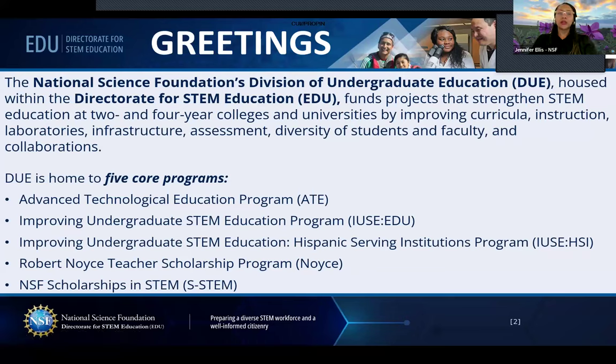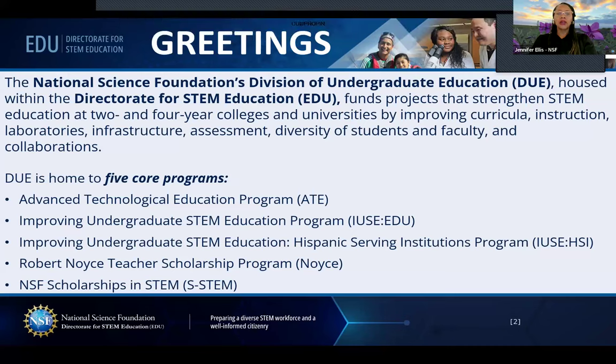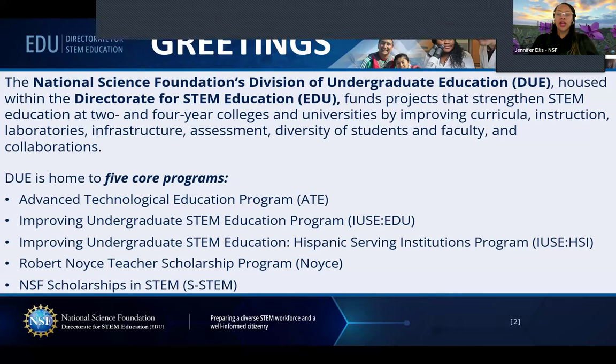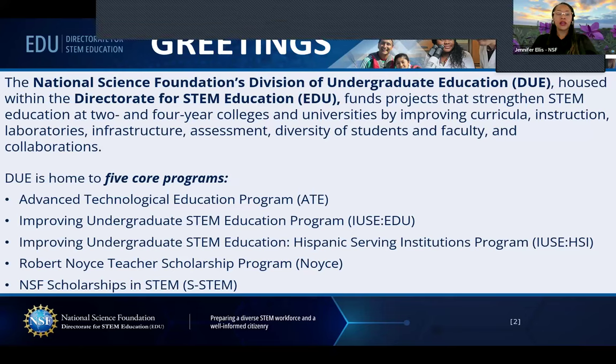I'll bring you greetings from the National Science Foundation's Division of Undergraduate Education, which is housed in the Directorate for STEM Education. I am a rotating program officer from DUE. We have five core programs: the Advanced Technological Education Program, which really focuses on our two-year colleges; the Improving Undergraduate STEM Education Program, which I'll elaborate on more throughout this presentation; and then we also have a focus on Hispanic-Serving Institutions, the Robert Noyce Teacher Scholarship Program, and the NSF Scholarships in STEM, which we refer to as S-STEM.